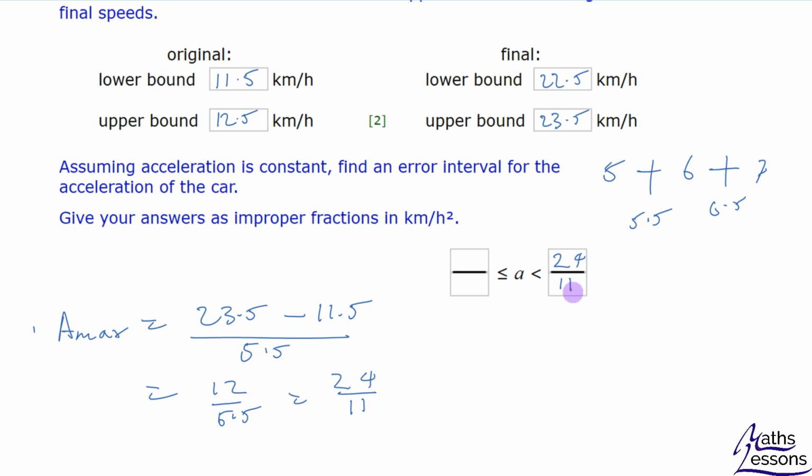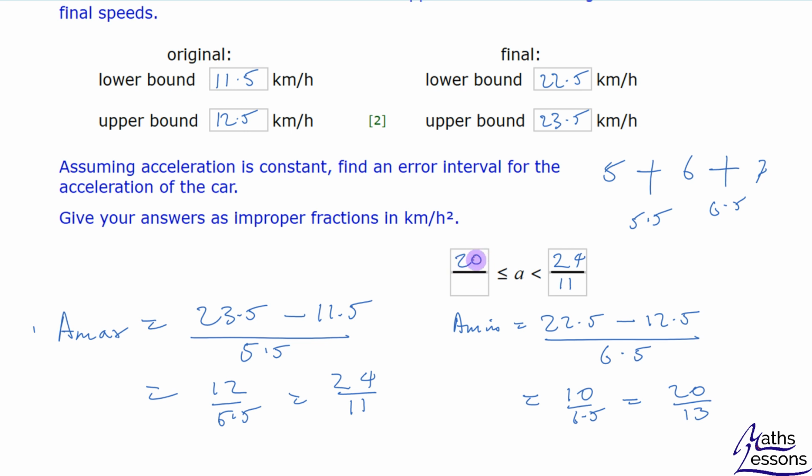Yeah, improper fraction. Now we want to do a min. That's going to be 22.5, the lowest value there, but we want the highest value of the original, minus 12.5. And then we want the biggest time to make this the smallest. We divide by a bigger number, we get a smaller answer. So that gives me 10 over 6.5. And we times that by 2, we get 20 over 13 as an improper fraction.